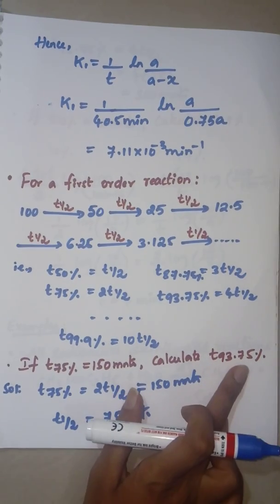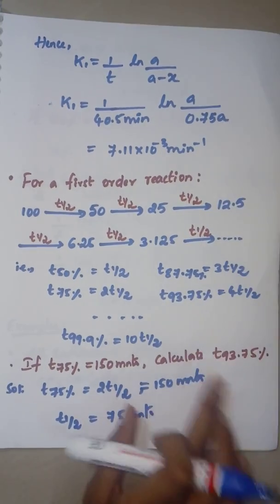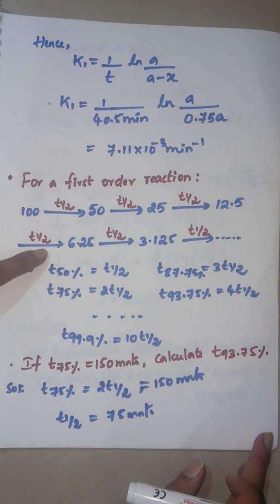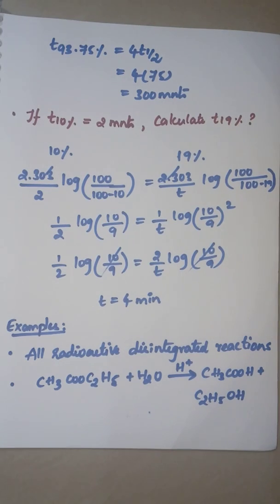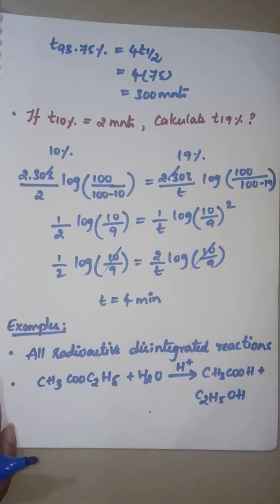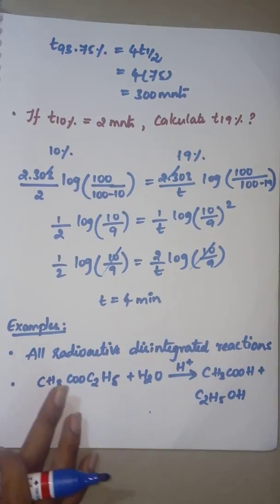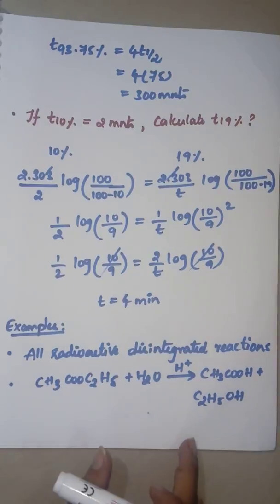Now t 93.75%. Okay, that is 4 t half here. If you add 4 t halves, the decomposed will be t 93.75. So t 93.75 is 4 t halves. 4 into 75 will give you 300 minutes. That's a simple way to solve this kind of questions. It's just like a revision for you. In case you get in the exam, you should be prepared with all these things.